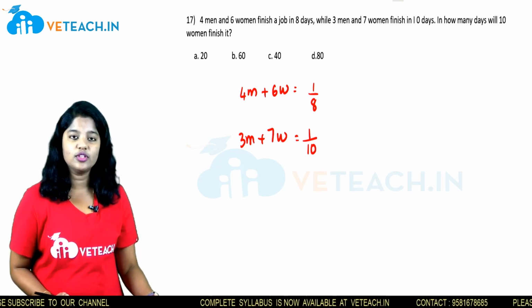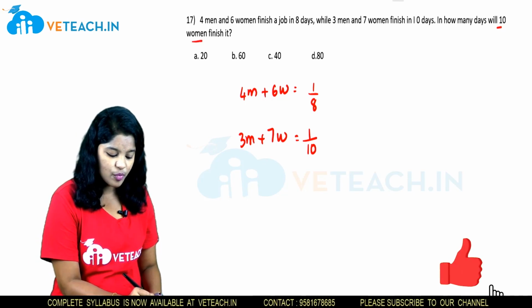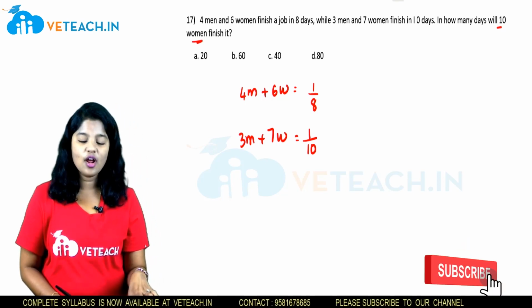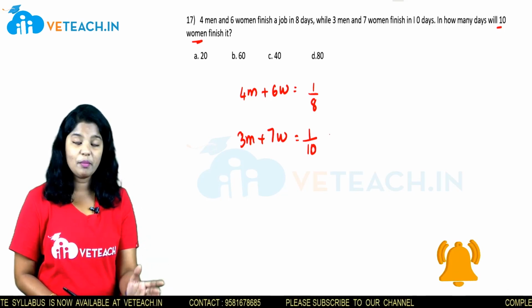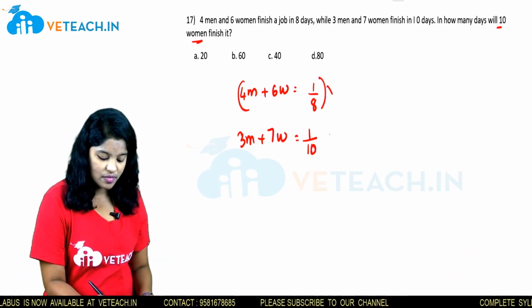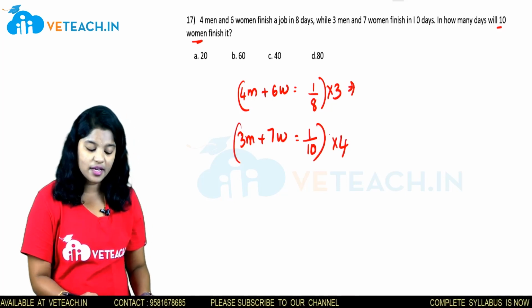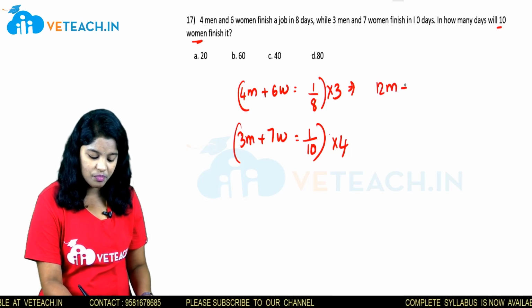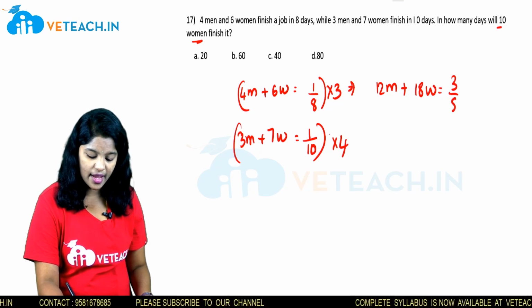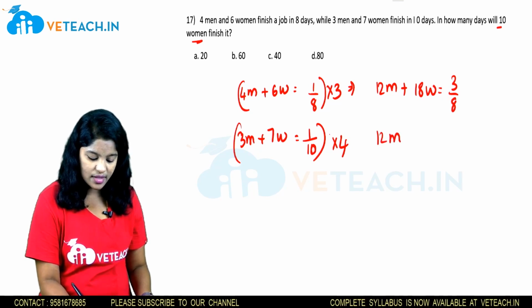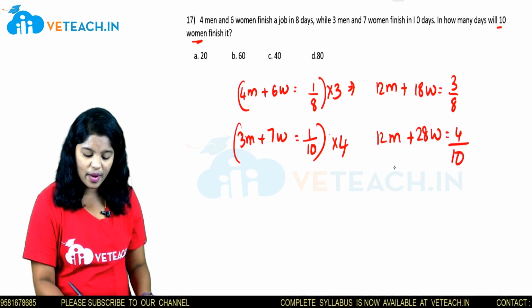Now we will solve these both equations. We have to find in how many days 10 women will finish the job. So we have to eliminate men. Multiply this equation with 3 and this equation with 4. So it will become 12m plus 18w is equal to 3/8. Here 12m plus 28w is equal to 4/10.